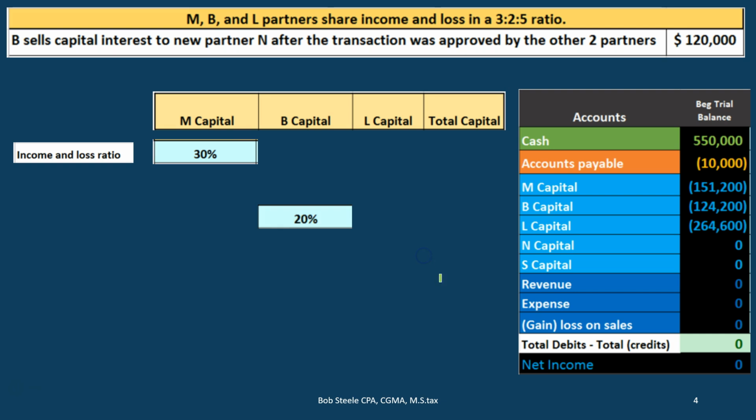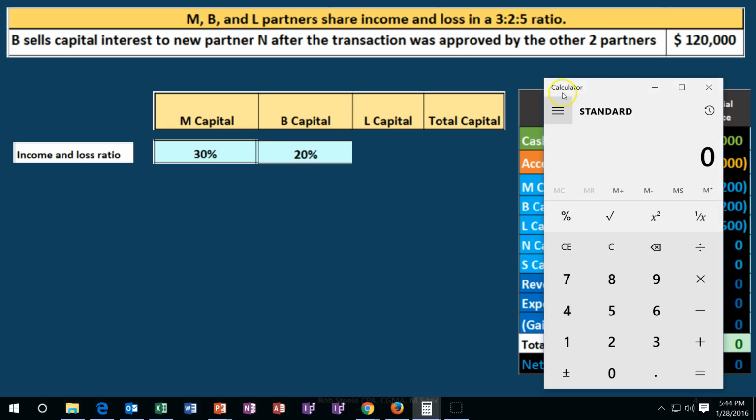Then we have, of course, B. So if we take a look at B, we do the same thing. B is the 2. So we're going to take the 2 divided by 3 plus 2 plus 5, or 10. And that gives us the 0.2, move the decimal 2 places over, 20%.